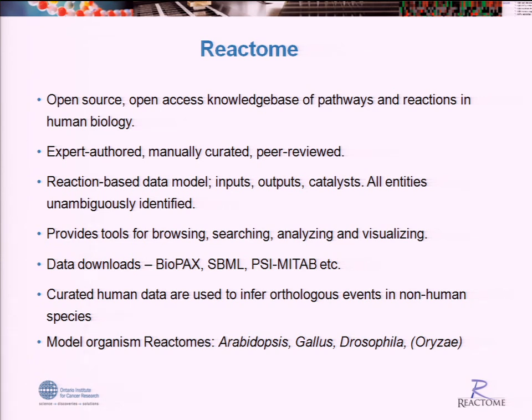The project, which started out as a collaboration at Cold Spring Harbor Laboratory and Bernie's group at the Institute, is an open source, open access knowledge base of pathways and reactions. It is a very manual process, in which we invite authors who are experts in particular areas to come in and write mini reviews. Mini reviews are in a database format, so that they can be exported in a variety of formats.